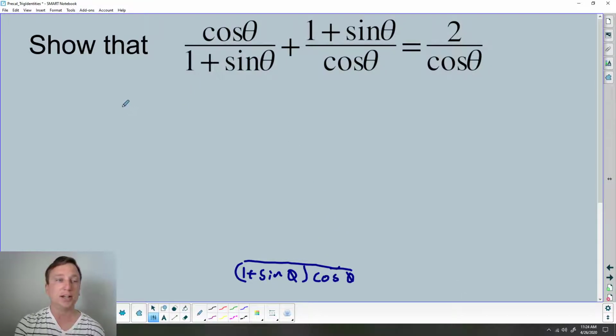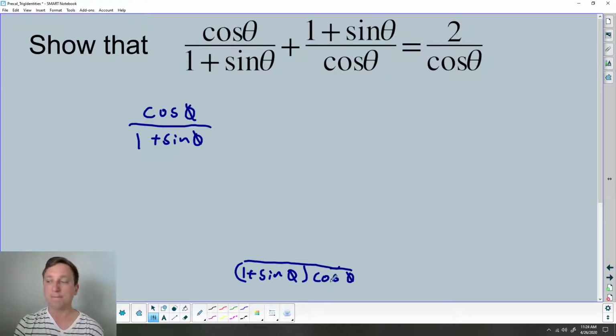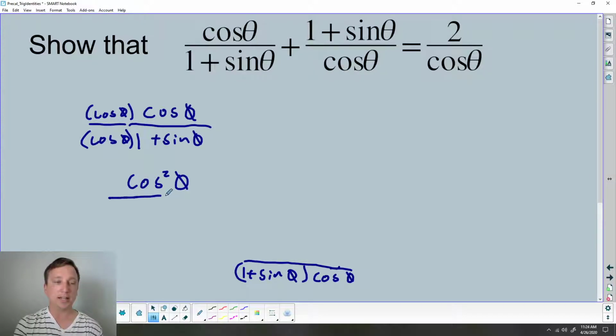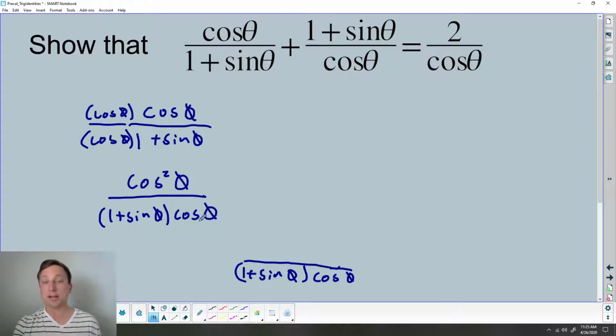On the left side, we said we're going to take cosine theta over 1 plus sine theta, and we're going to multiply it by cosine theta to get that value in the denominator. So multiply by cosine theta over cosine theta, which is actually just a complicated way of saying 1. When we do that, we have a cosine squared theta, because cosine theta times cosine theta. And then over here, let's just switch it to be consistent. We have a 1 plus sine theta multiplied by a cosine theta. So in this left side, we now have that denominator that we're shooting for.